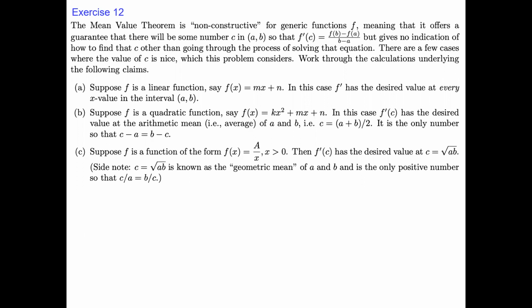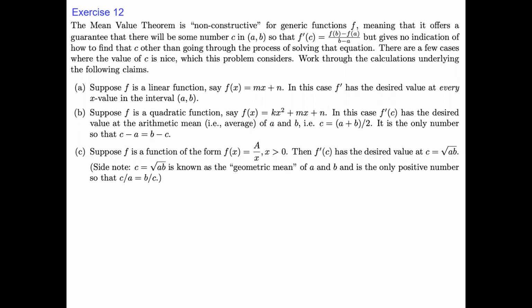The mean value theorem is non-constructive for a generic function f, meaning that it offers a guarantee that there will be some number c in (a, b) so that f prime at c equals the average rate of change, f of b minus f of a over b minus a, but gives no indication of how to find that c, other than going through the process of solving the equation using algebra. There are few cases where the value of c is nice, which this problem considers. Work through the calculations underlying the following claims.